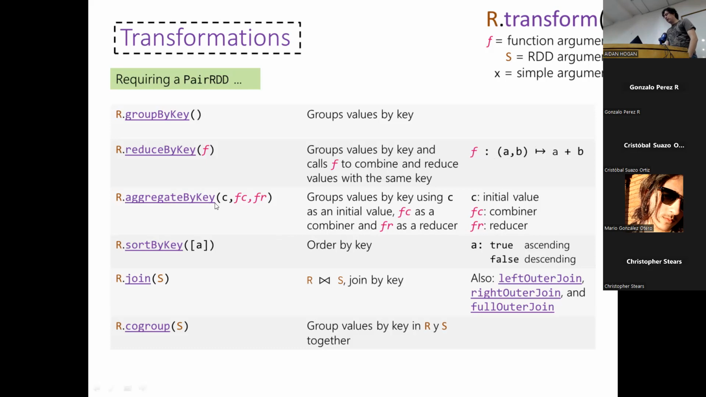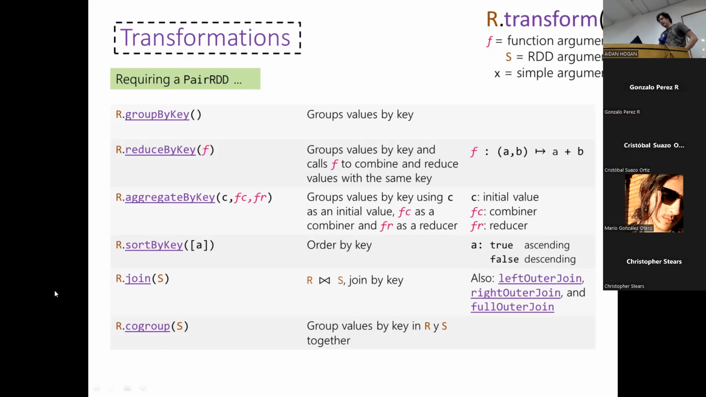Aggregate by key is a more complex function that allows us to do, this is essentially MapReduce. This is the generic MapReduce style function. So for aggregate by key, it allows us to define a zero value. So C is an initial value. It allows us to define a combiner function, and it allows us to define a reducer function. So we'll have to see an example of how these work later. Yeah. So combiner is like a mini reduce, and then we apply a final reduce to get the final output. I'll have to explain to you how that works with an example.